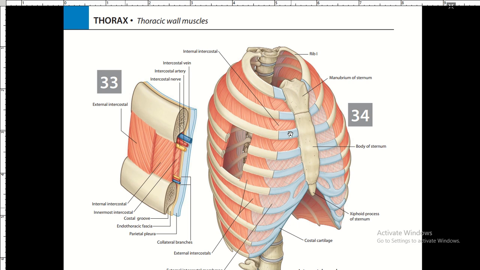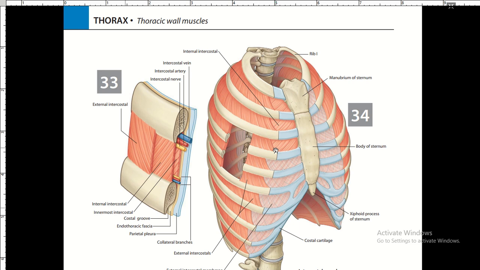Anterior-posterior diameter, and also increase the vertical diameter. That's the external intercostal muscle. So it is a muscle of elevation. What happens when we elevate the thoracic wall? There will be inspiration. So the external intercostal muscle is a muscle of inspiration. So you have to take note of this.